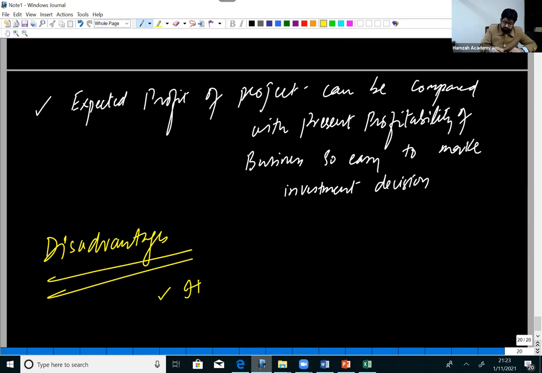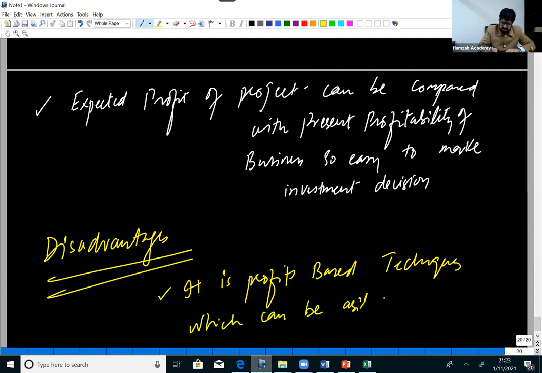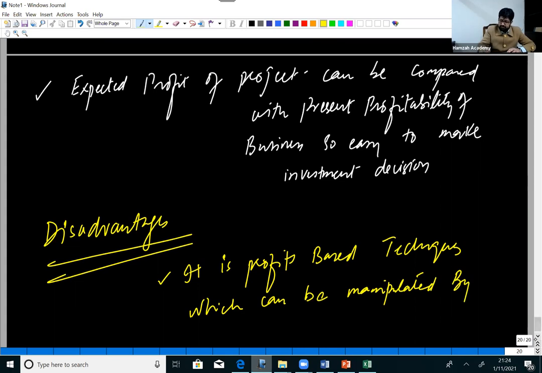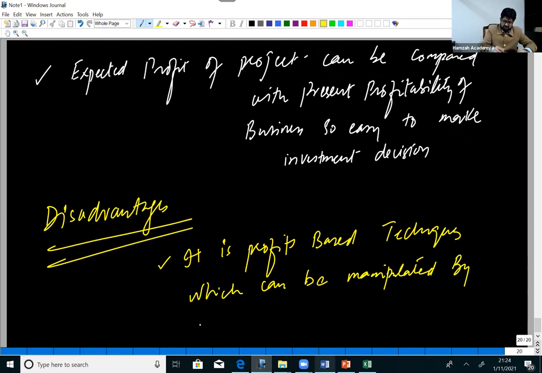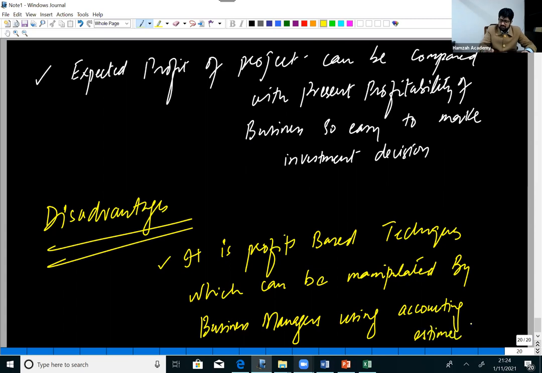Students, it is a profits-based technique which can be manipulated by business managers using accounting estimates. For example, increasing or decreasing depreciation, profit will change. Increasing or decreasing provisions, profit will change.